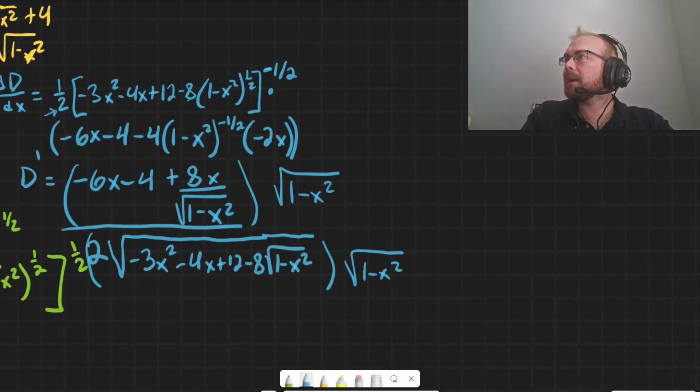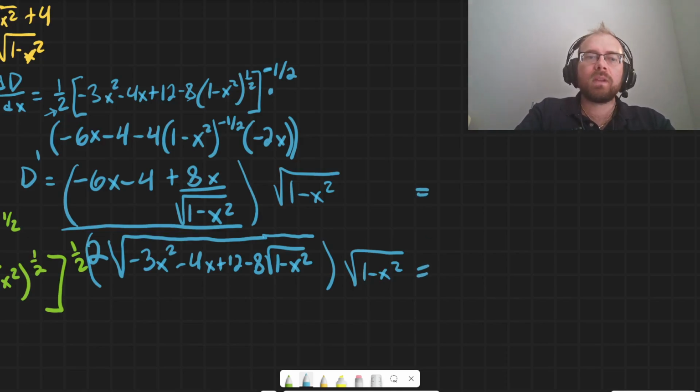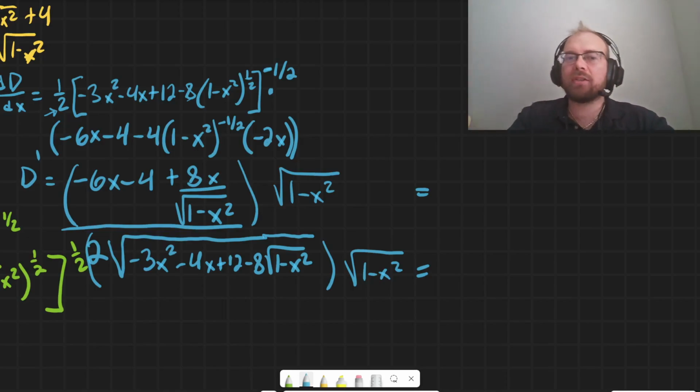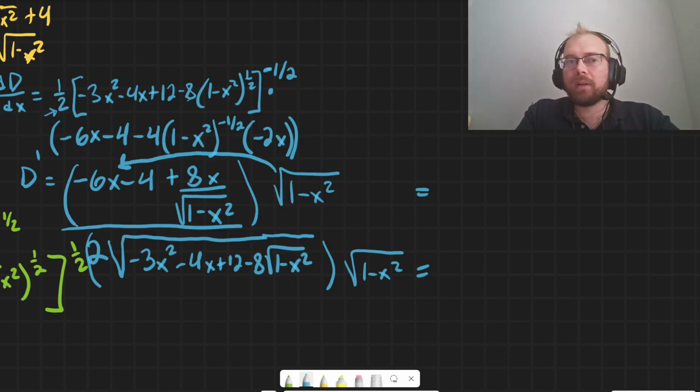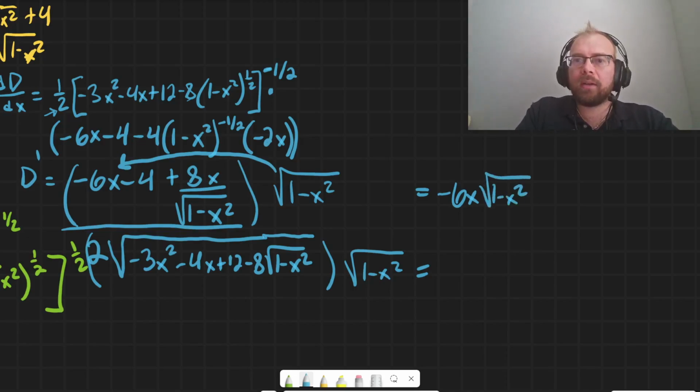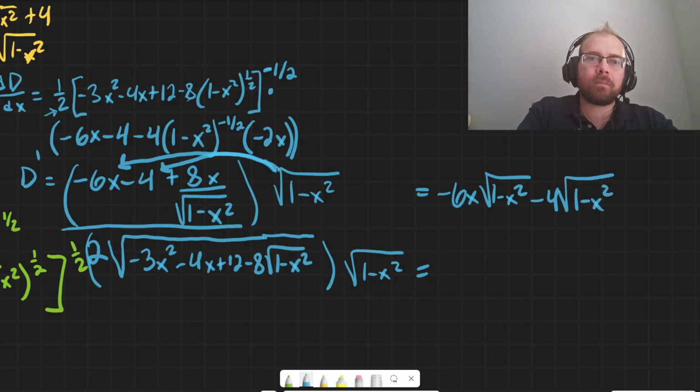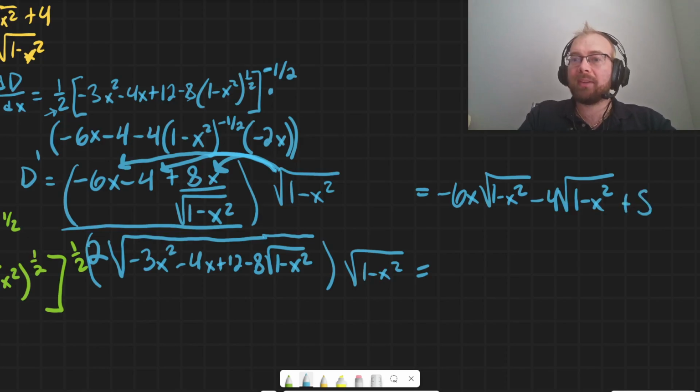Let me move this down a little bit, actually. Okay, so the reason for doing this is so that I can get rid of the fraction within the fraction. So if I multiply, I'd have to distribute this into everything in order to keep it even. So that's going to be negative 6x root 1 minus x squared. Then that's going to be minus 4 root 1 minus x squared. And then here, the square roots of 1 minus x squared cancel, and I just have plus 8x. There we go. So now there's not a fraction within the numerator.